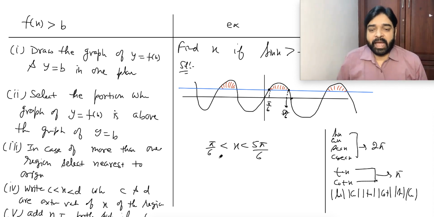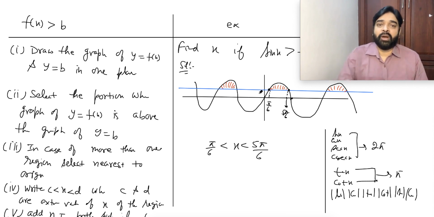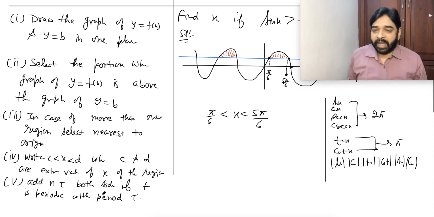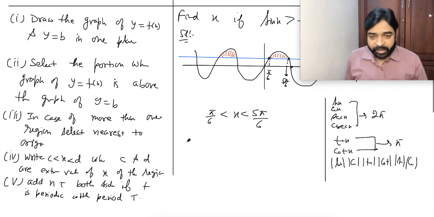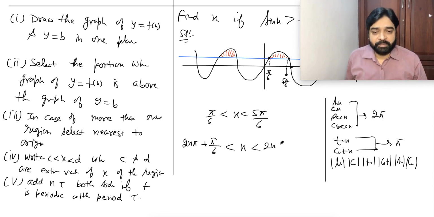Okay. So x will lie between pi by 6 to 5 pi by 6. Now, sin x is periodic. What is the period? 2 pi. So what will I add on both sides? On both sides I will add n times the period, where n is any integer. So n into 2 pi means 2n pi I will add on both sides. 2n pi plus pi by 6 to 2n pi plus 5 pi by 6 is the answer. So finally, this is our answer: 2n pi plus pi by 6 to 2n pi plus 5 pi by 6.